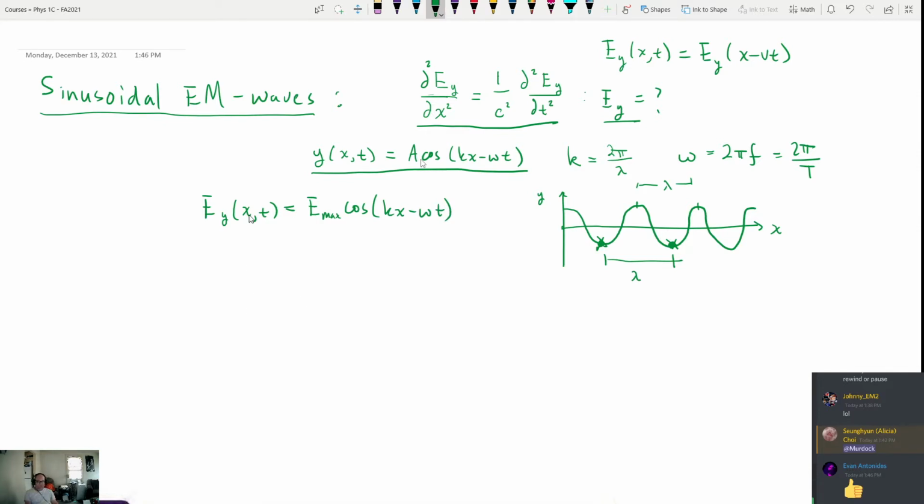And we could write the exact same equation down for the magnetic field, except that when we did the solution for the magnetic field, it was the z component of the magnetic field. So B_z of x and t is going to be some B maximum times the cosine of kx minus omega t. This is a sinusoidal wave, and it's a traveling wave too. It's not like a standing wave, okay? So any questions in general about this so far?